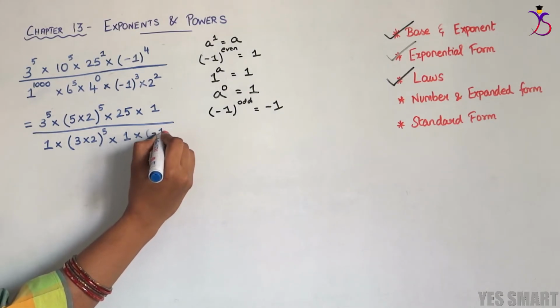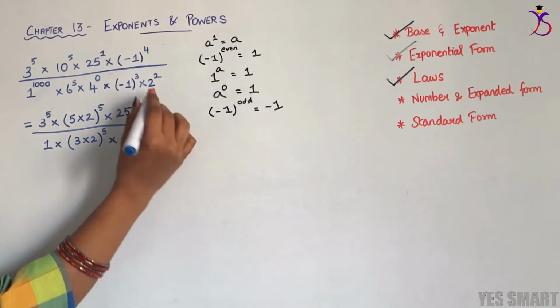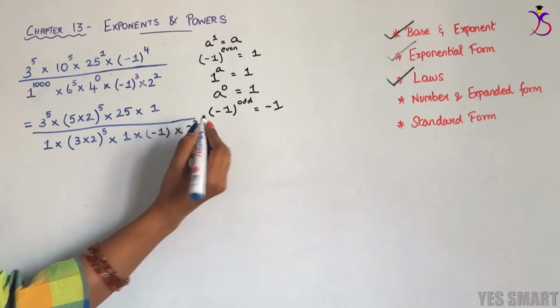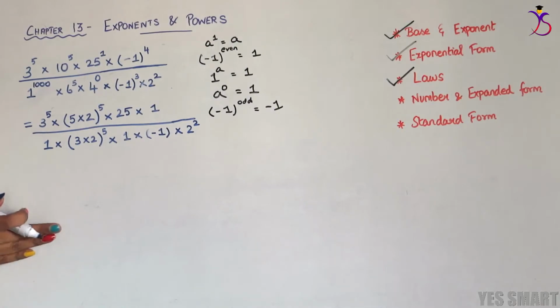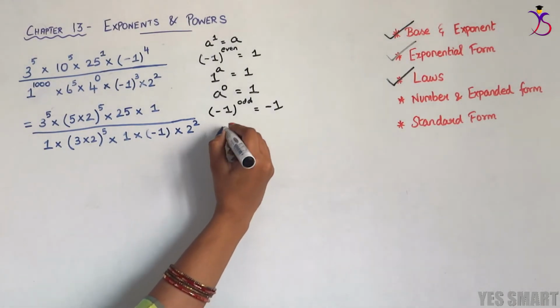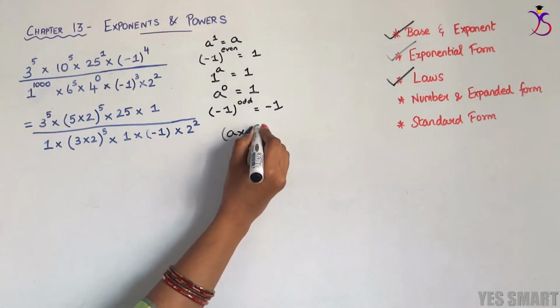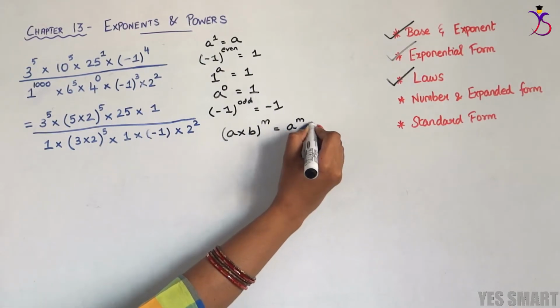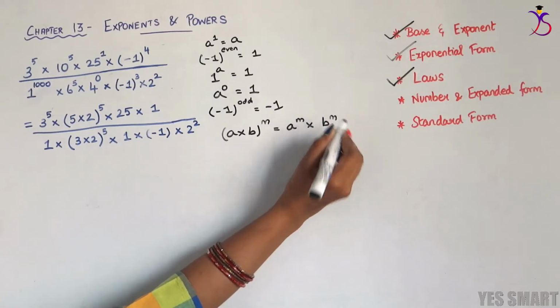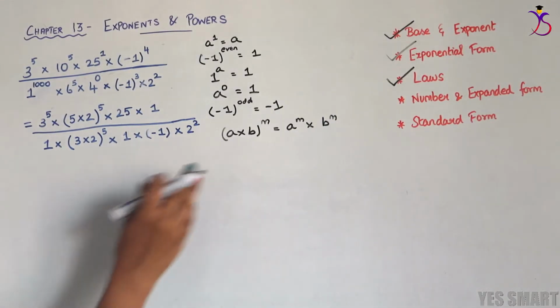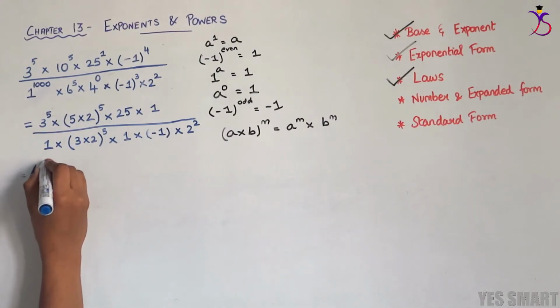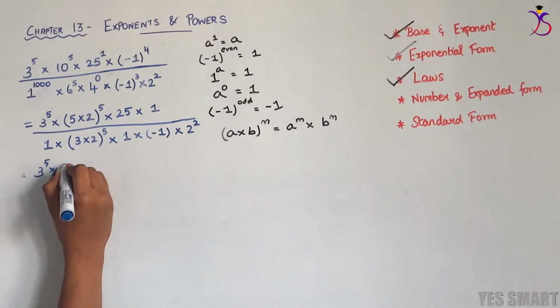Into 2 power 2, we can just write it as it is, because 2 is a prime number. It is already in a prime number base. Now let's simplify this further. We knew a law called a into b the whole power m can be split as a power m into b power m, because as per the law, if there is a common power, we can split it to its term. Therefore 3 power 5 we can retain as it is, into 5 into 2 the whole power 5.